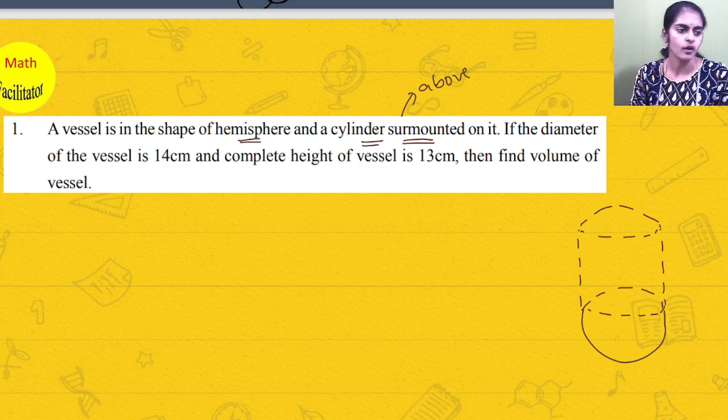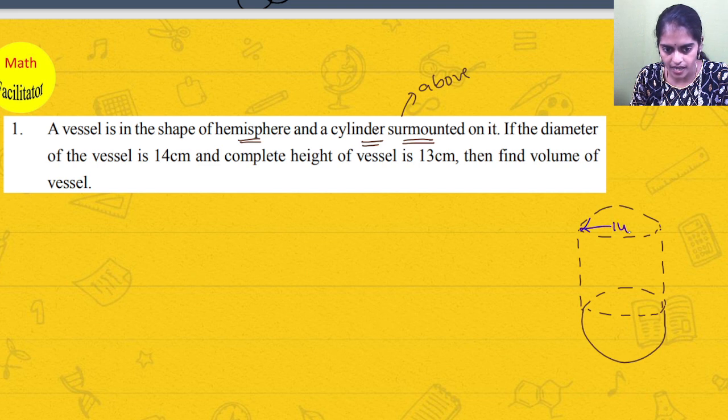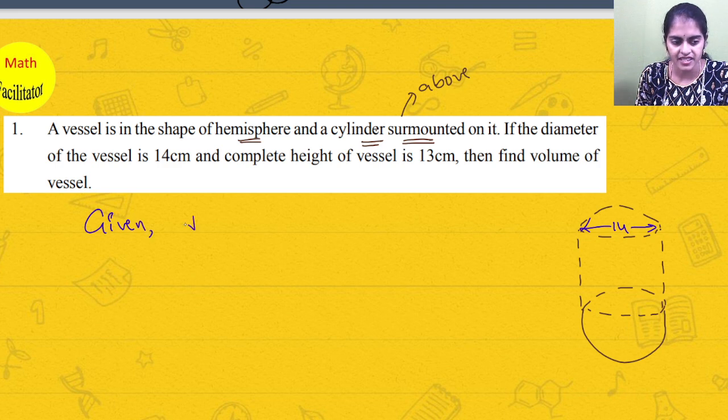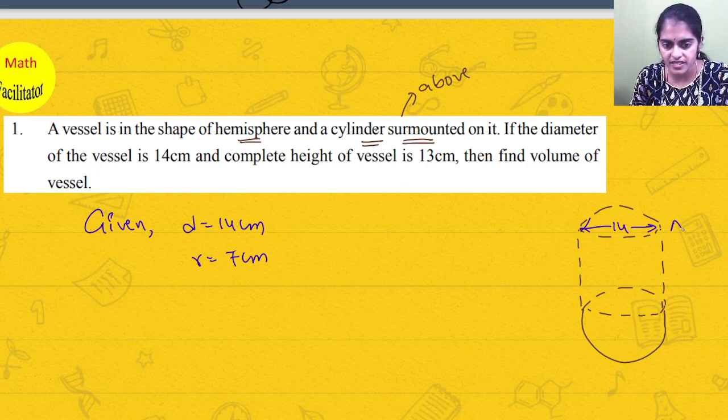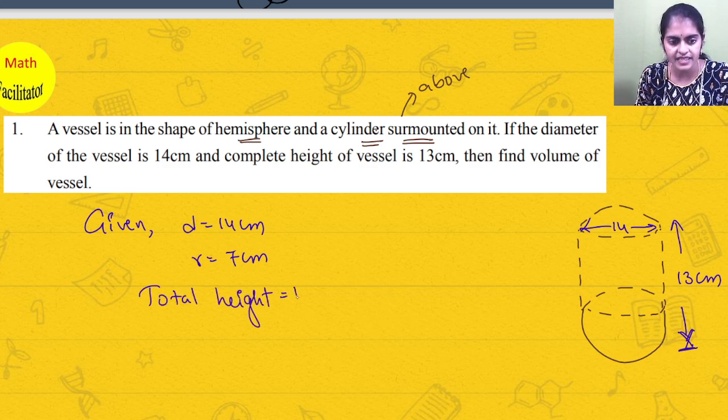Understood this point? Now, the diameter of the vessel is 14, so the total diameter is 14. What is the radius? Always write given. Given diameter is 14 centimeter, which means the radius is 7 centimeter, half of the diameter. Now the complete height of the vessel, from here to here, this total height is 13 centimeter. You have to find the volume of the vessel.